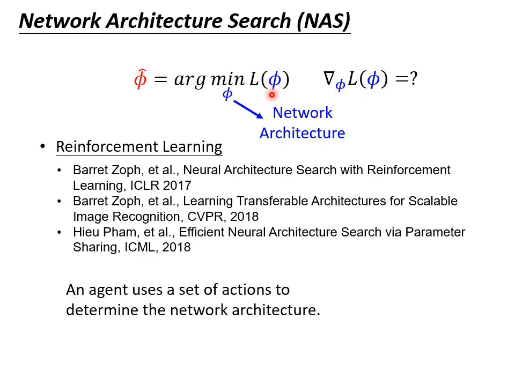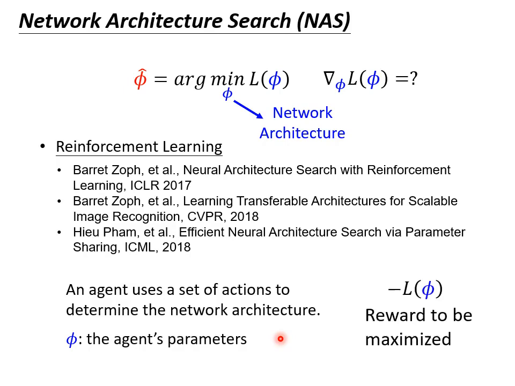The basic idea is like this. You train an agent, and this agent uses a set of actions to determine the network architecture. And phi is the agent's parameter. So we learn the agent's parameters and hope the agent can generate the proper network architecture. And the reward of the agent is negative capital L. The agent will learn to maximize the reward. In other words, minimize the loss function. So we learn the agent's parameters and hope it can generate the network architecture that can maximize the reward function or minimize capital L.